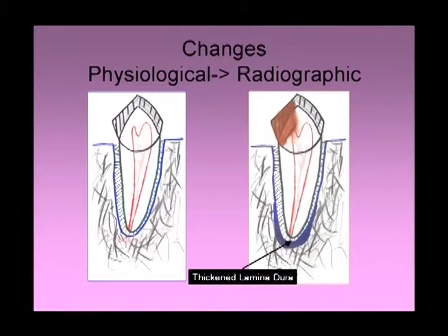One must be aware that there are variations in the thickness of lamina dura from patient to patient and from tooth to tooth. Some teeth, for example, the lower molar teeth, tend to have fairly thick lamina dura because of the thickness of the root. So one has to be cognizant of these anatomical variations and react accordingly when examining a radiograph for interpretation. So thickening of the lamina dura would be a first response.